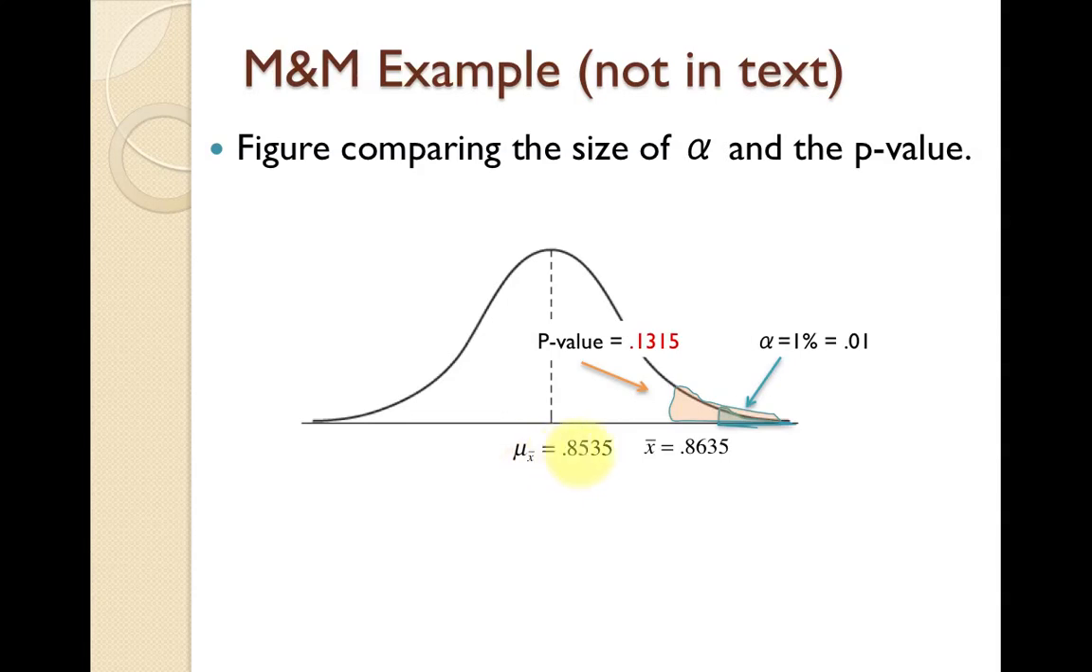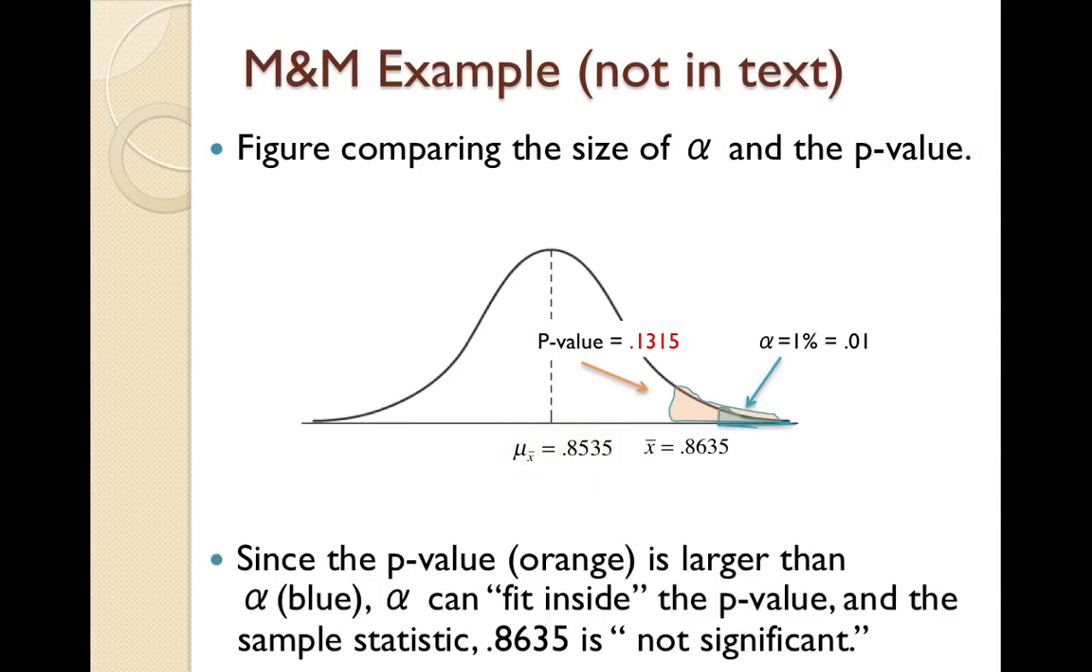It's not necessarily wrong. So, the p-value in orange is larger than alpha in blue. Alpha can fit inside the p-value, and so we say that our sample statistic 0.8635 is not significant in this case. Okay, a p-value that comes out greater than alpha is not going to be significant. If we take a look at its position, it's not far enough away from center. And if it's not far enough away from center, then it's not enough evidence to reject the null hypothesis. Not enough evidence to state that 0.8535 is incorrect.